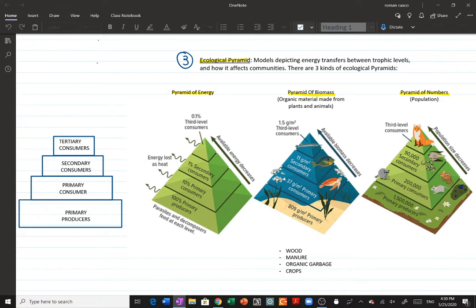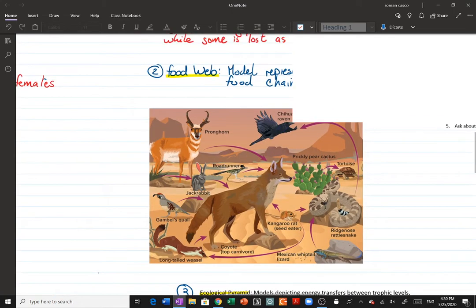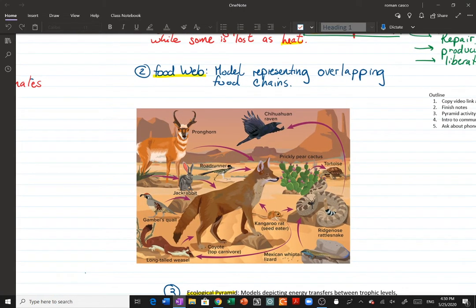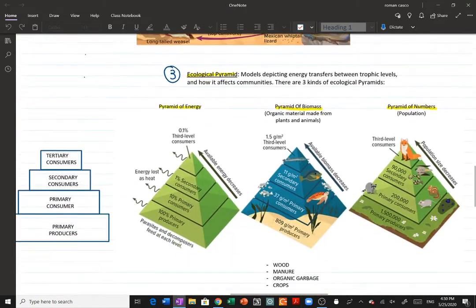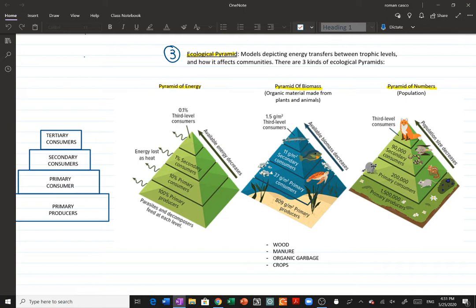we talked about, right? And just to briefly go over the last topic that we mentioned, right? We talked about food webs, and food webs are models that represent overlapping or interconnected food chains, and you guys did that as homework, right? And the third way to show how energy is flowing in an ecosystem is by an ecological pyramid, right?